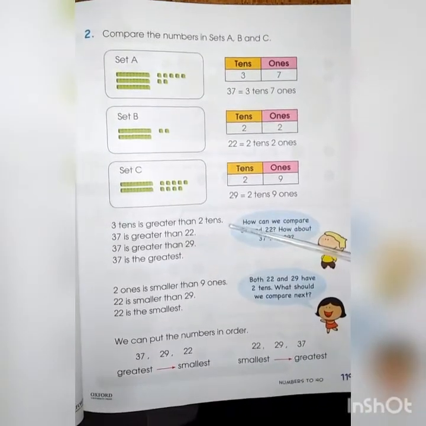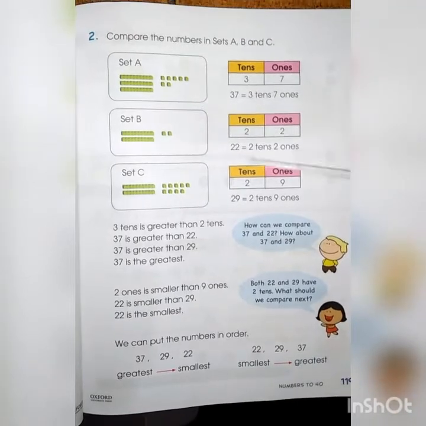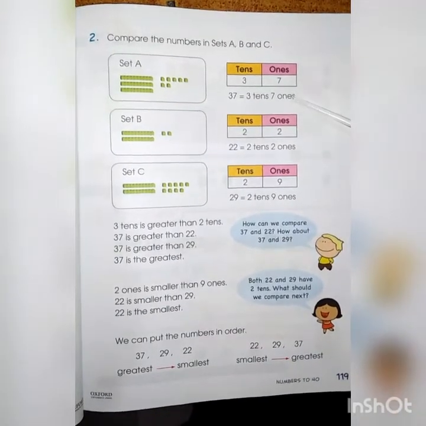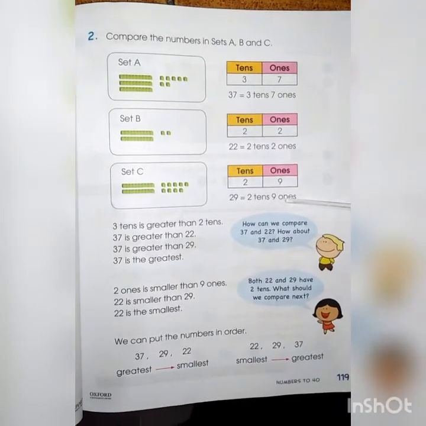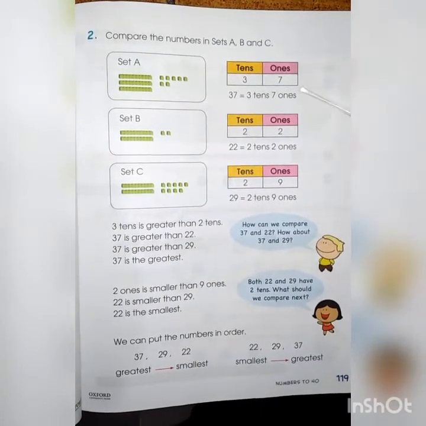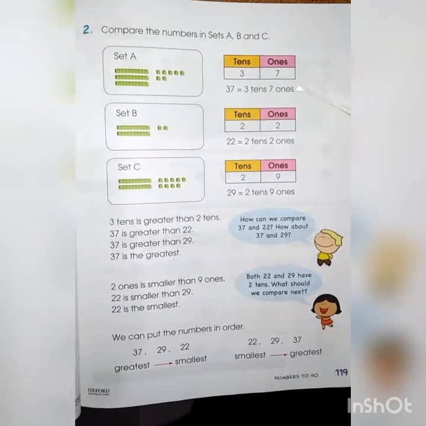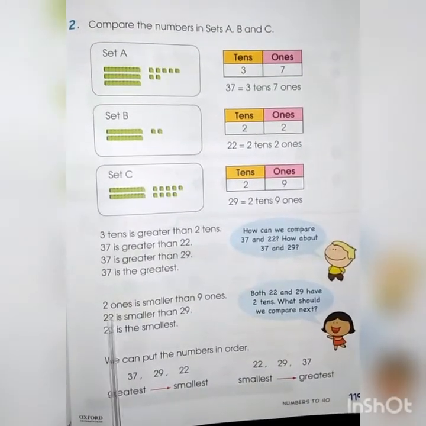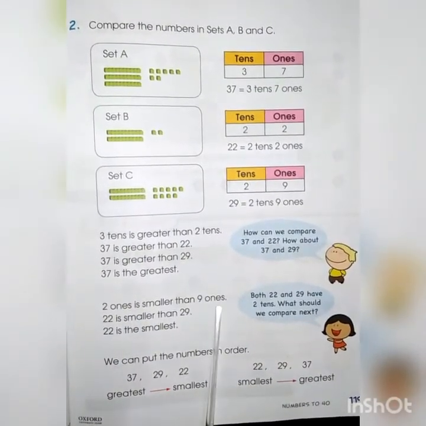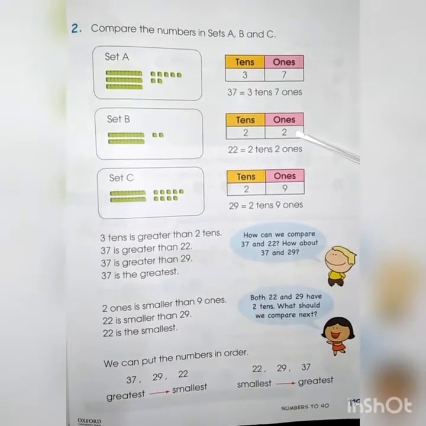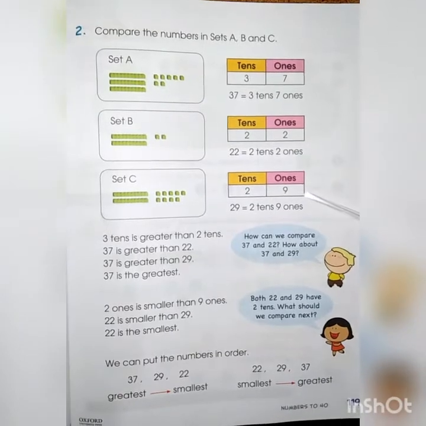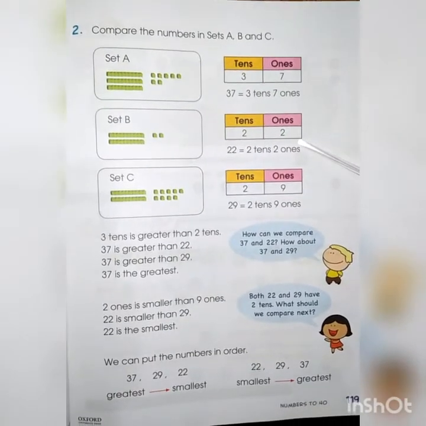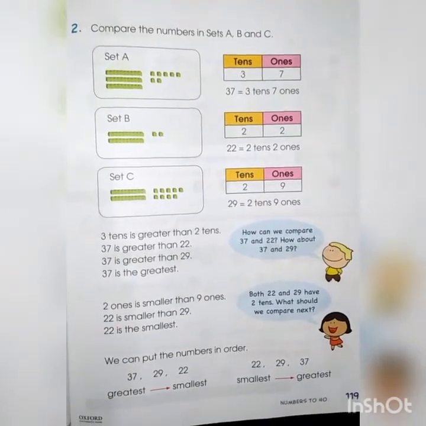3 tens is greater than 2 tens, and 37 is greater than 22. 37 is greater than 29 also, and 37 is the greatest. 2 ones is smaller than 9 ones. 22 is smaller than 29, and 22 is the smallest.